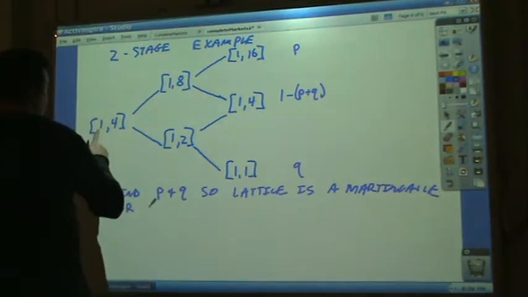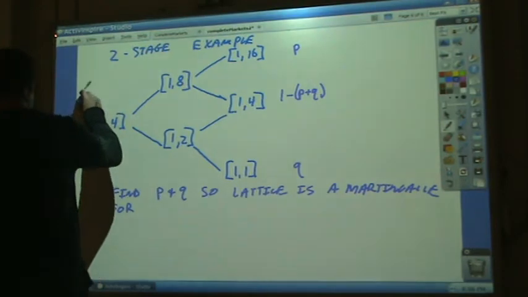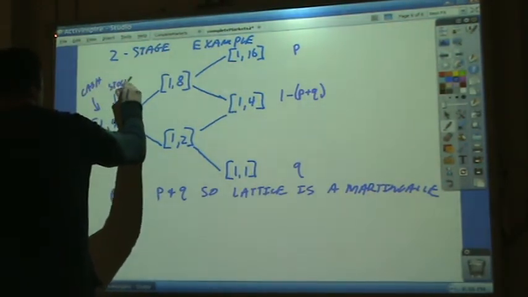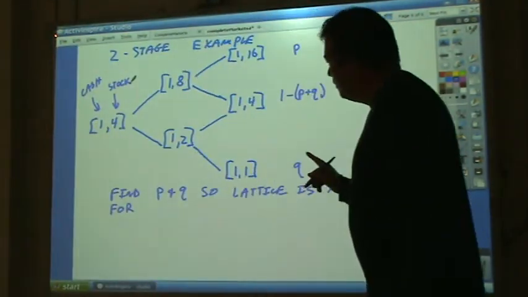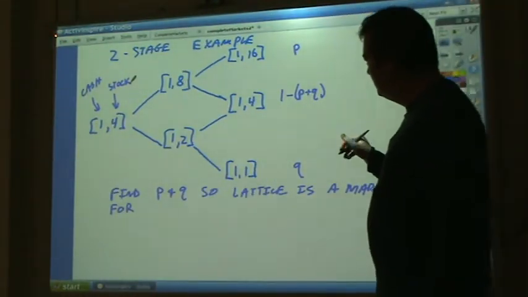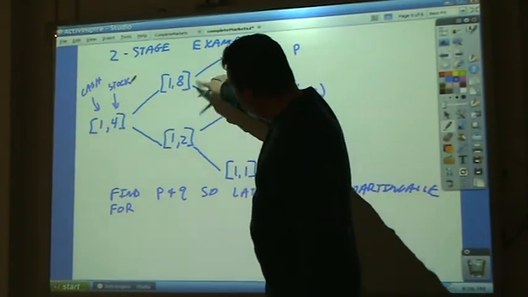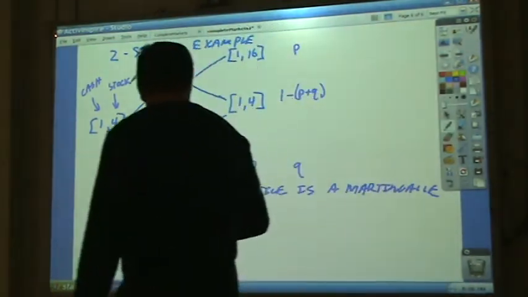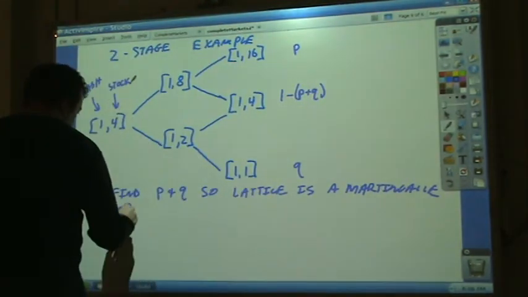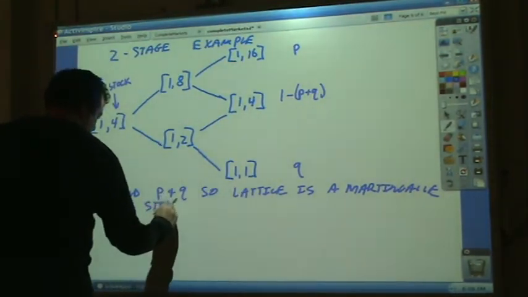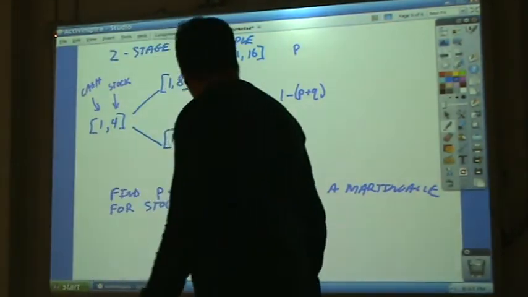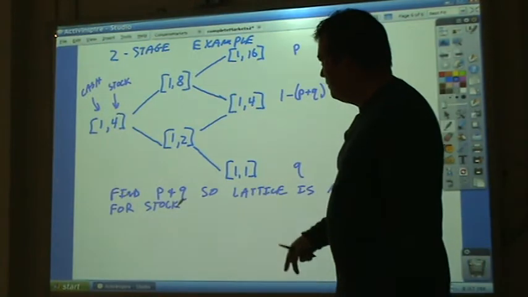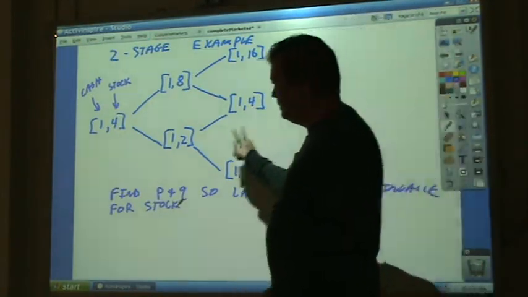So I'm going to let the first one be cash, and I'm going to let this one be a stock. What would P and Q have to be? The P's and Q's are not on here, they're just out here. What would P and Q have to be so that it's a martingale for the stock? The stock could be worth $16 here, $4 here, and $1 here. But we want the expected value to be 4.